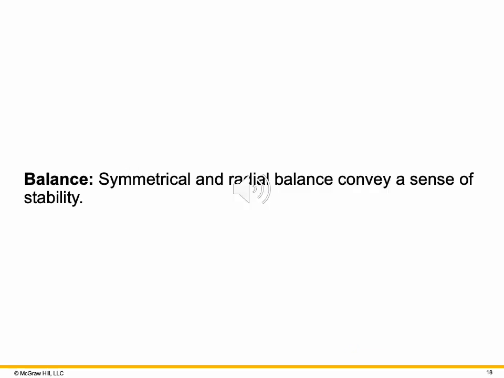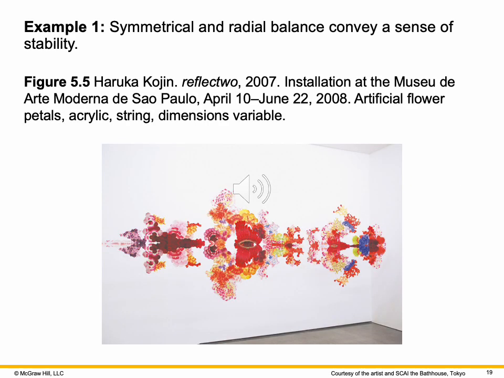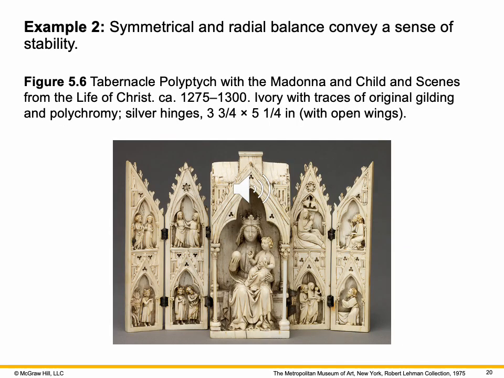Symmetrical and radial balance convey a sense of stability. The placement of Mary and Christ at the center of the ivory tabernacle creates a forceful formal presence. Indeed, symmetrical balance is often used to express order, harmony, and authority, whether earthly or social or cosmic or spiritual order.